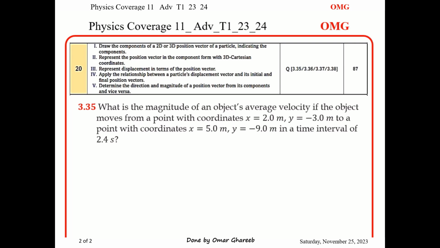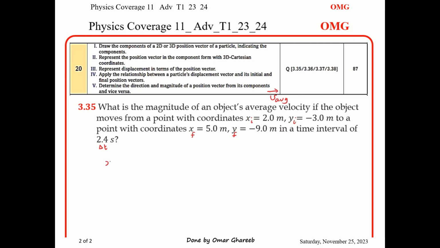السؤال يقول: What is the magnitude of an object's average velocity v average if the object moves from point with the x coordinate x initial 2 and y initial -3 to a point with coordinates x final 5 and y final -9 in time interval delta t, it is 2.4.